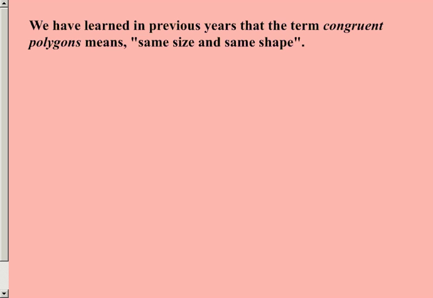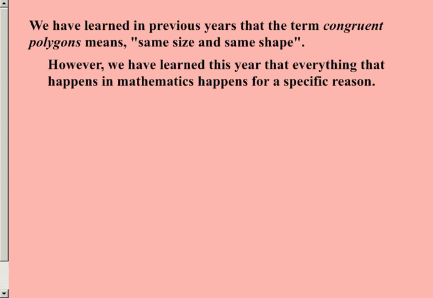Now, chances are from your discussions back in your junior high days, the term congruent was defined for you as same size, same shape. Well, we very quickly dispatched that at the beginning of the year and said congruent meant equal measurement. However, if you're going to talk about congruent polygons, now you've got your same size, same shape. So the definition you got in junior high was a good one. It was just incomplete on its name. However, same size, same shape, we have learned this year in geometry that everything that happens in mathematics happens for a specific reason.